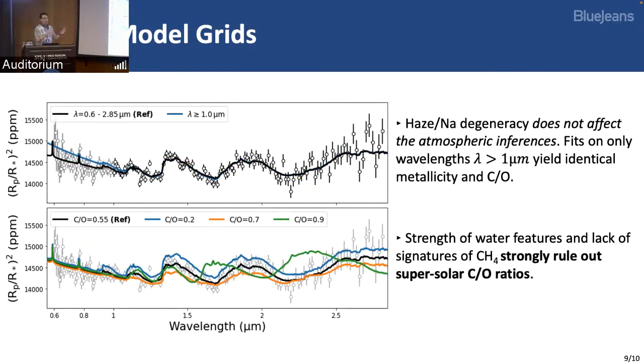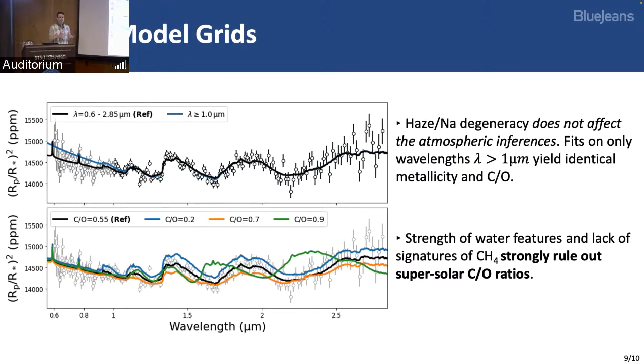Now, one thing that had us a little bit worried is this haze sodium degeneracy. So we tried to explore whether or not this is in any way biasing or driving our atmospheric inferences. What we did is we ran another SC Chimera model, but cutting all the wavelengths blue of 1 micron, so we only fit data redwards of 1 micron. What we find is that the spectra redwards of 1 micron are identical in the two cases. We find the exact same metallicity, exact same C to O ratio. So this degeneracy is in no way driving the rest of our other atmospheric inferences.